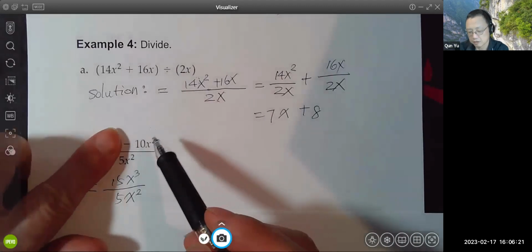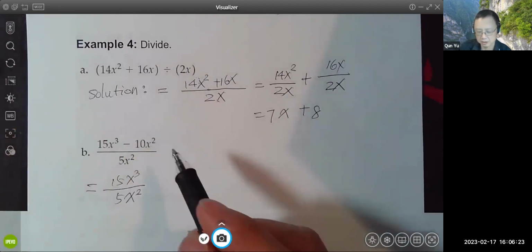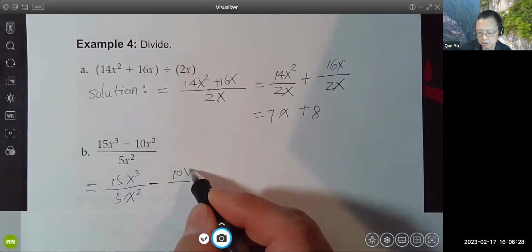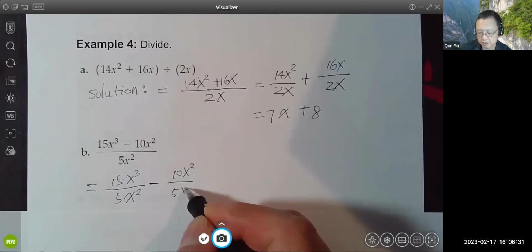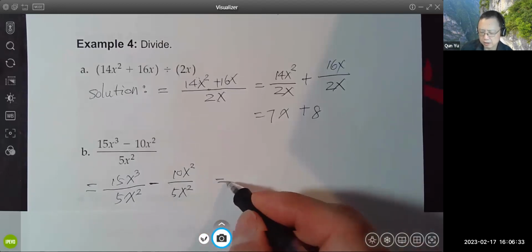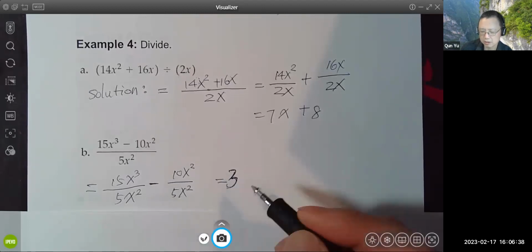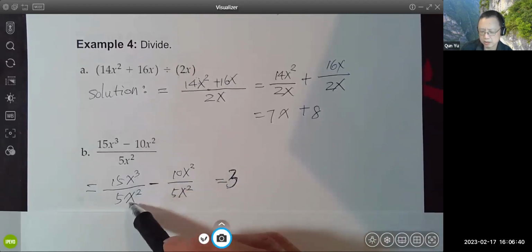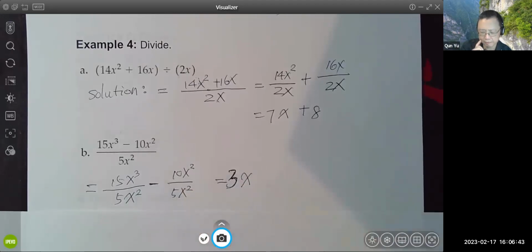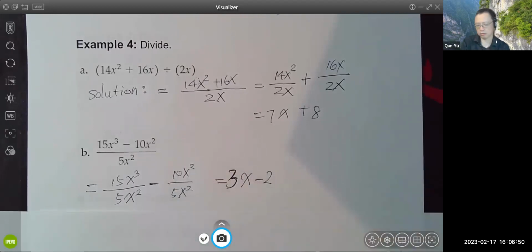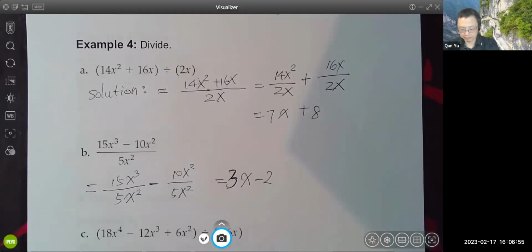And what is left is negative 10x squared. So negative divided by positive is negative. So 10x squared over 5x squared. Now 15 divided by 5, that is 3. And 2x canceled, you got 1x left. Now 10 divided by 5 is 2, x squared canceled. So 3x minus 2. And that's the final answer.